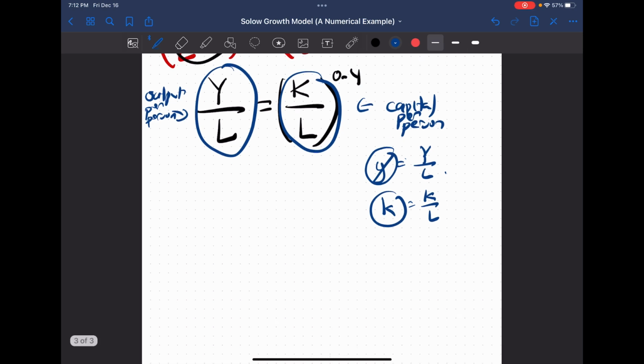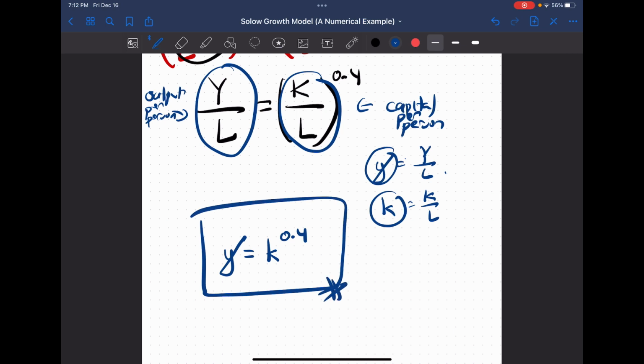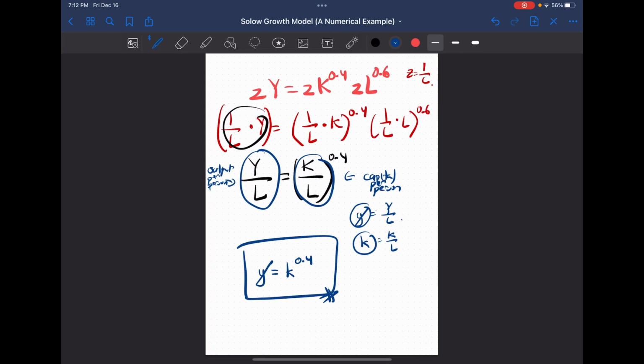So now let's write it all down. So little y, output per person, is k, capital per person, to the power of 0.4. So that is our per worker production function. That's very interesting. And now, moving on to question C.